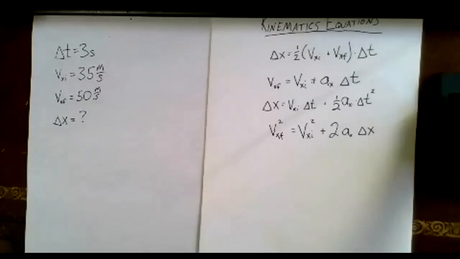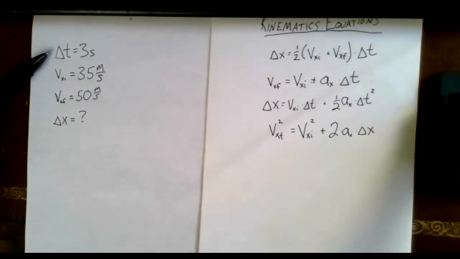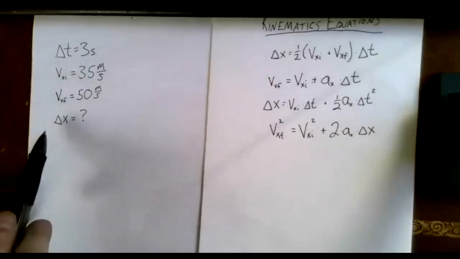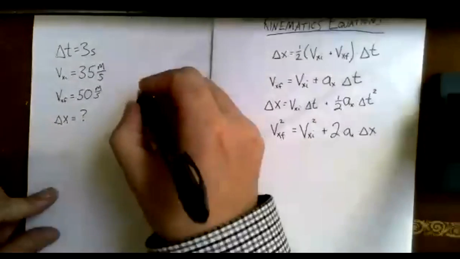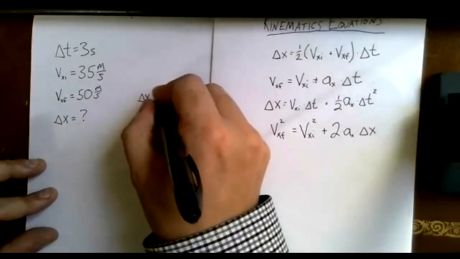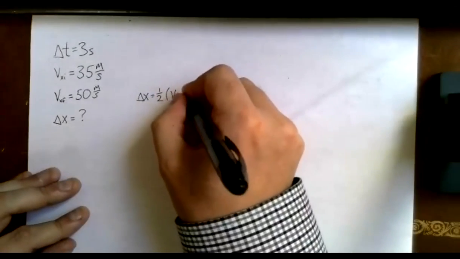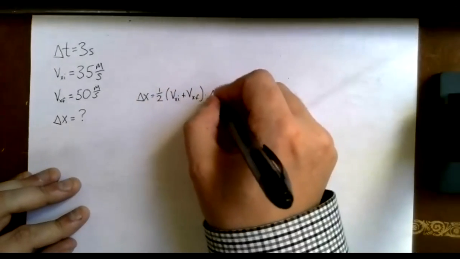We just need to pick the right equation, the equation that has delta T, VXI, VXF, and delta X in it. And who can tell me which equation that's going to be? The first one? Yeah, good, Angel. The first one's the only one that has these 4, right? It doesn't have acceleration. So delta X equals 1/2 of the initial plus the final velocity, and then times time.